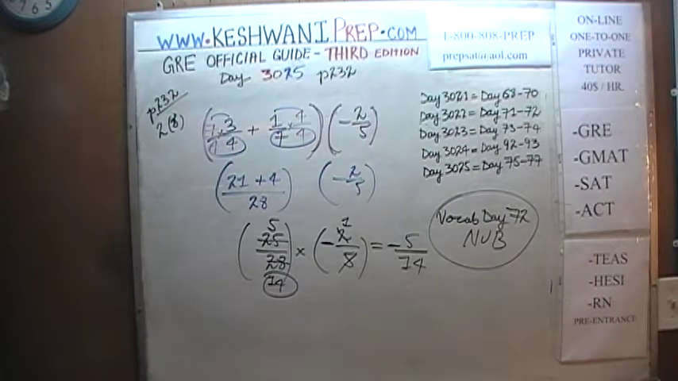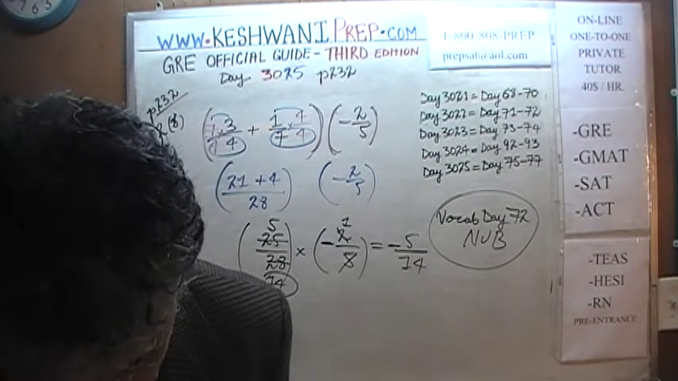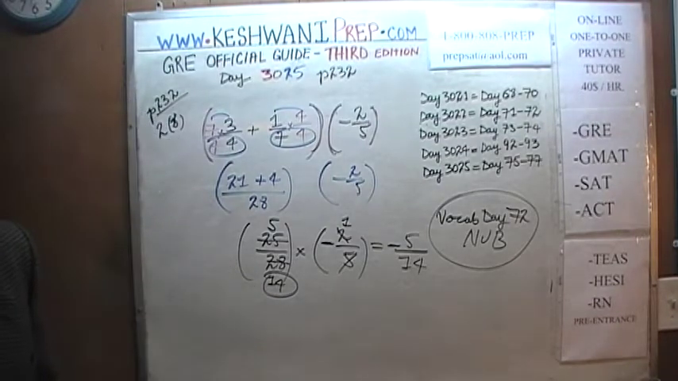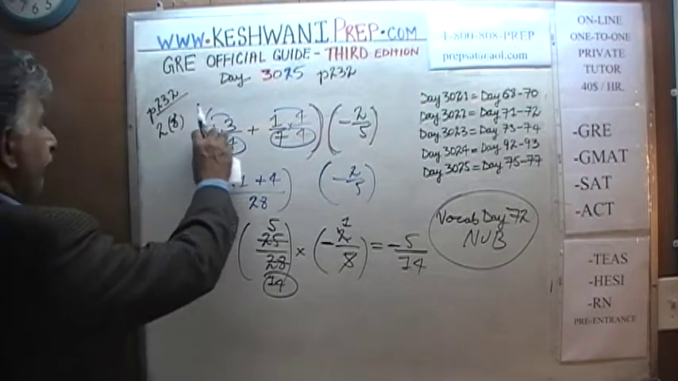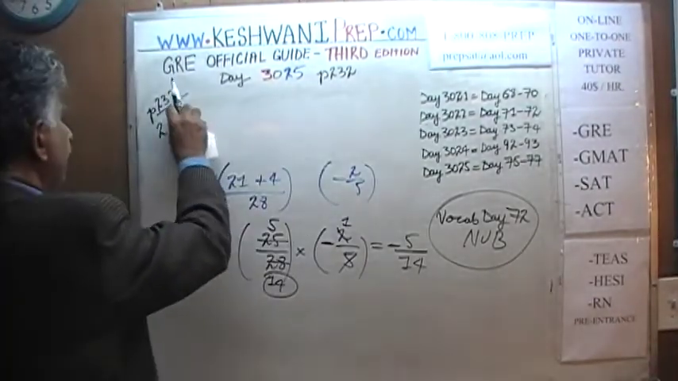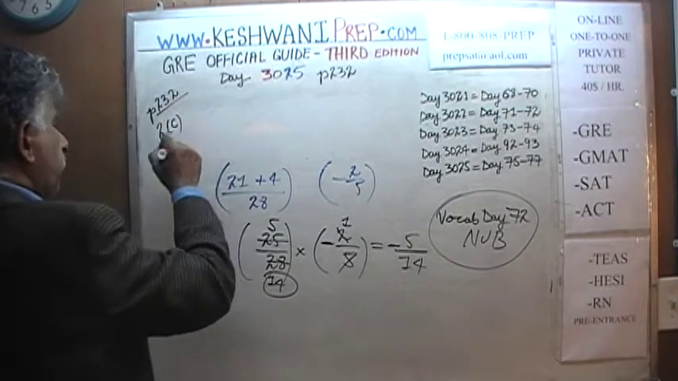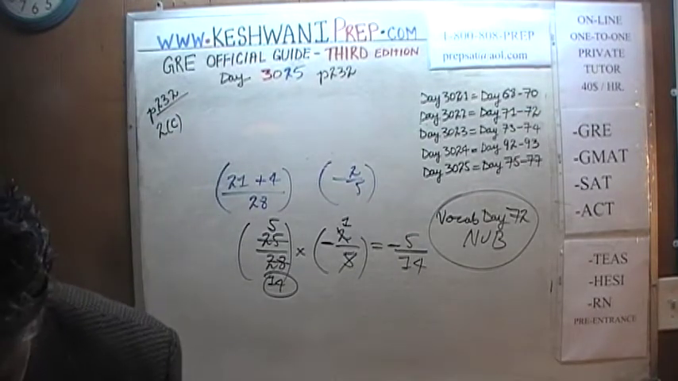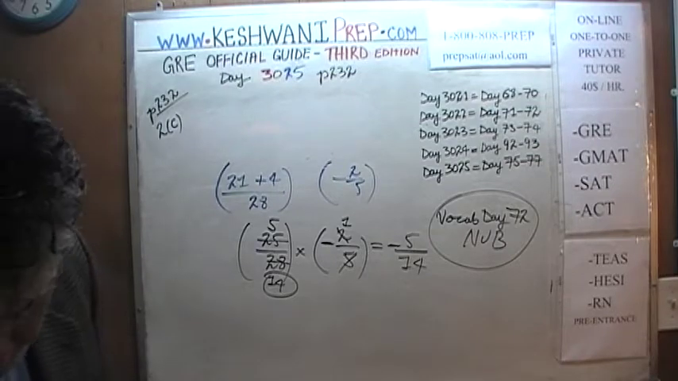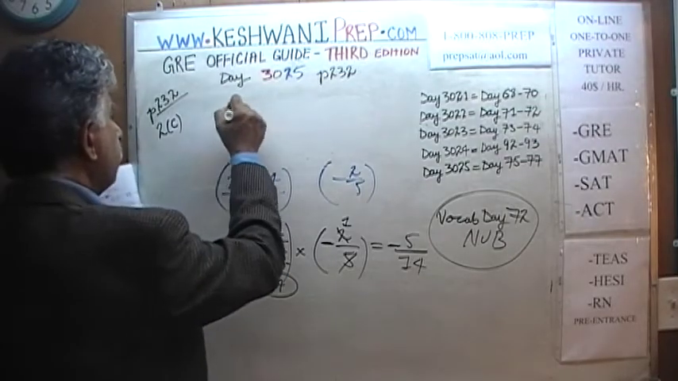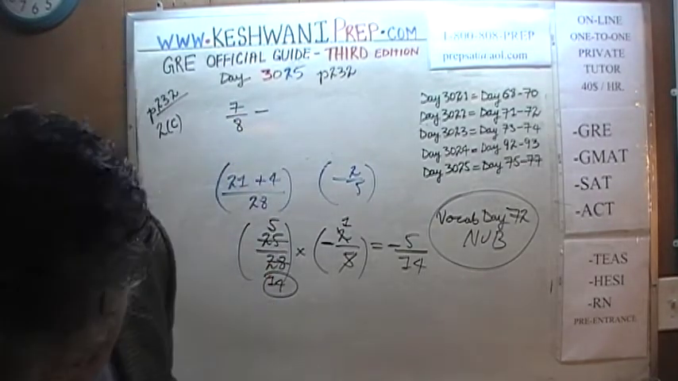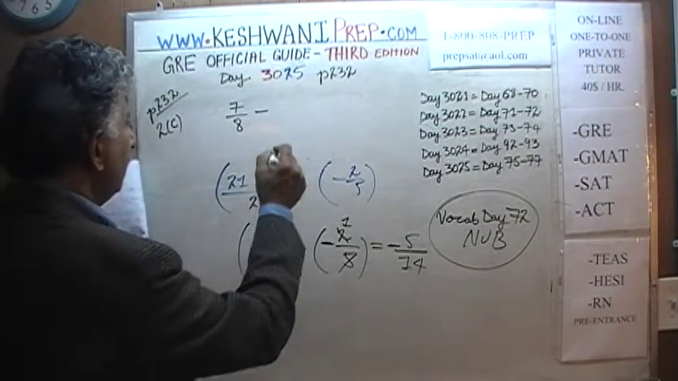And that was B. Let's go to C. I don't know how long this video is going to end up being. 7/8 minus 4/5, whole squared.